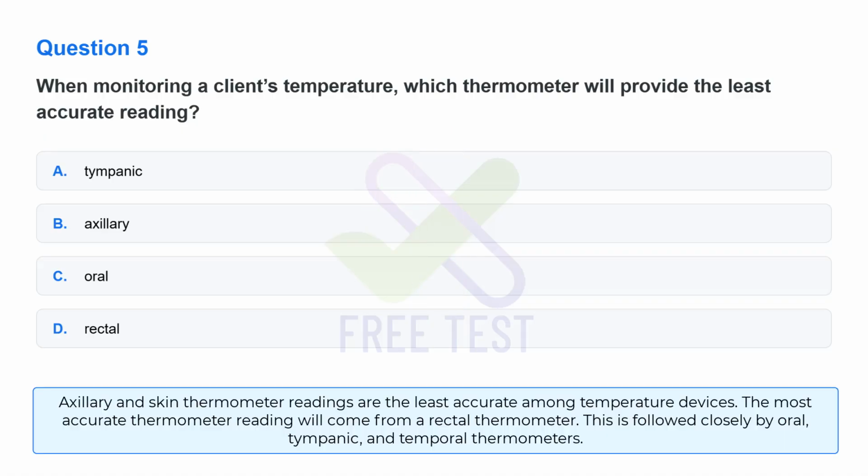The correct answer is B. Axillary. Axillary and skin thermometer readings are the least accurate among temperature devices. The most accurate thermometer reading will come from a rectal thermometer. This is followed closely by oral, tympanic, and temporal thermometers.